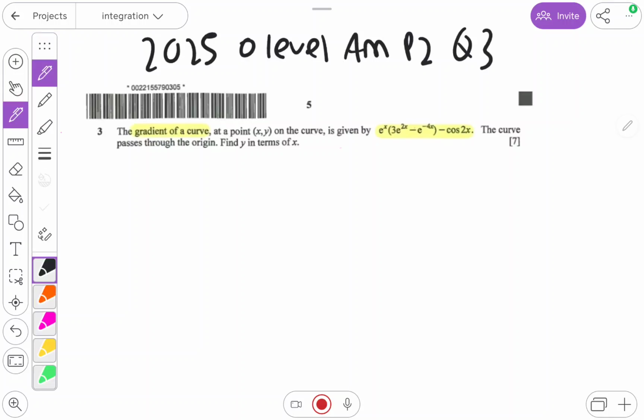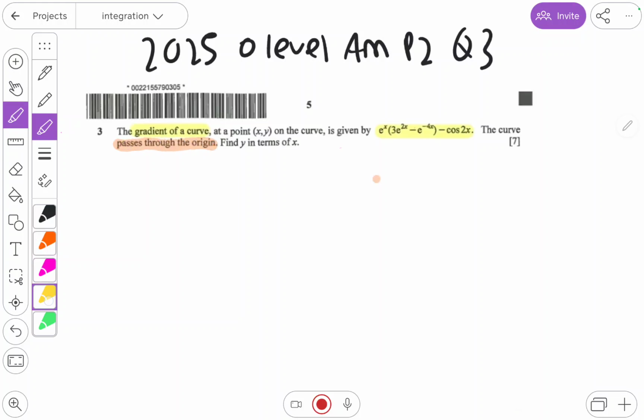Alright, this is another 2025 O-Level A-Math Paper 2. We are looking at question 3. The question says that the gradient of a curve at point x, y on the curve is given by e to the power of x, bracket 3e^2x minus e^(-4x), close bracket, minus cosine 2x. The curve passes through the origin.